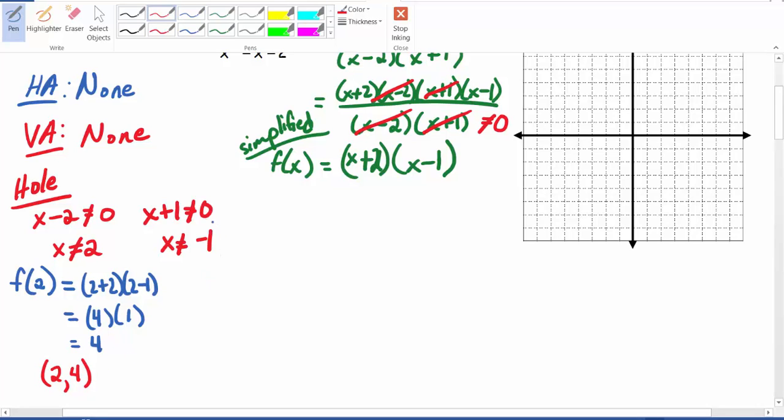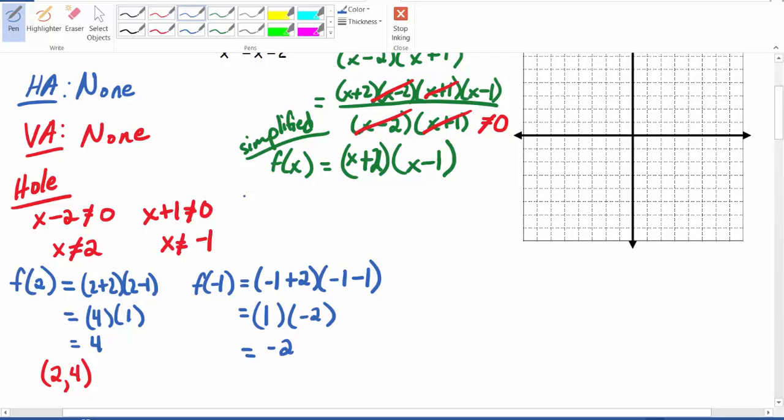For our second hole, we do the exact same thing, only we're throwing negative 1 into the function. So f of negative 1 equals negative 1 plus 2 times negative 1 minus 1. Negative 1 plus 2 comes out to be positive 1. Negative 1 minus 1 comes out to be negative 2. So this y value comes out to be negative 2, and that hole is negative 1, comma, negative 2.